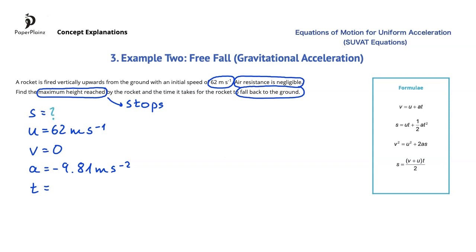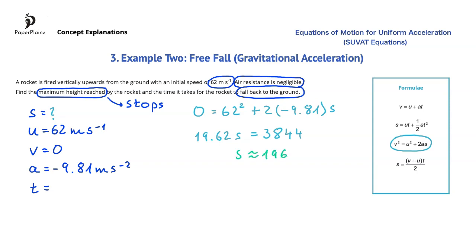Since we have u, v and a and we are looking for s, we will work with this equation. Substituting gives us 0 is equal to 62 squared plus 2 times negative 9.81 times s. Working a bit further and rearranging gives us 19.62 s equal to 3844. After dividing by 19.62, s is equal to approximately 196 meters. And since u is given to two significant figures, we can further round this to 200 meters.